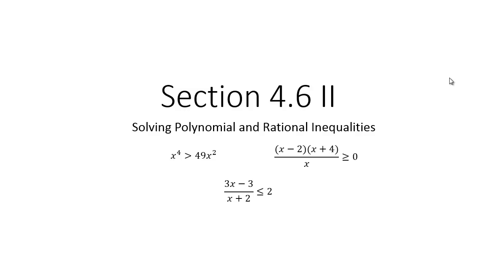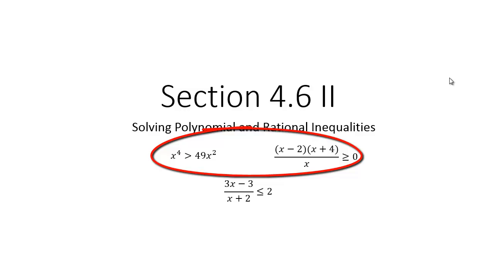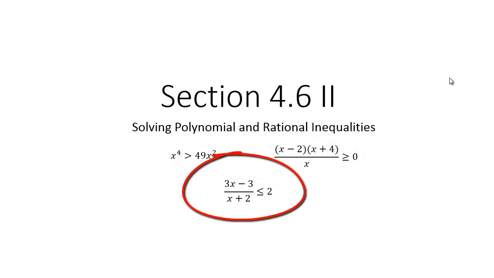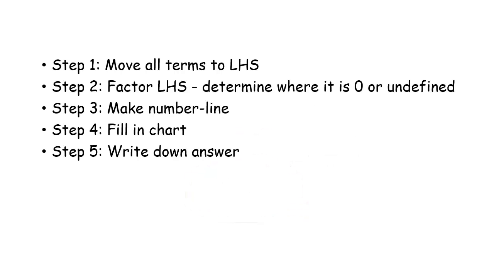So here we are again solving rational inequalities. In the last video we solved these two inequalities, and today I want to solve a little harder one. I'm going to solve this one right here. The basic game plan is to move everything to one side, determine where that function on that side is 0 or it's undefined, make a number line and make a chart, and then fill out our answer.